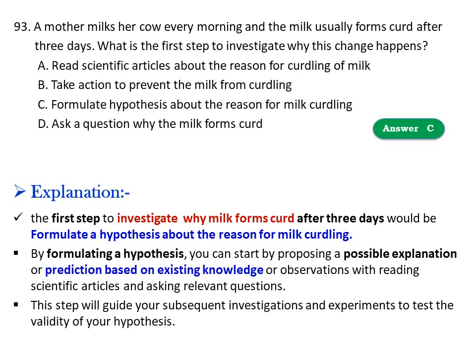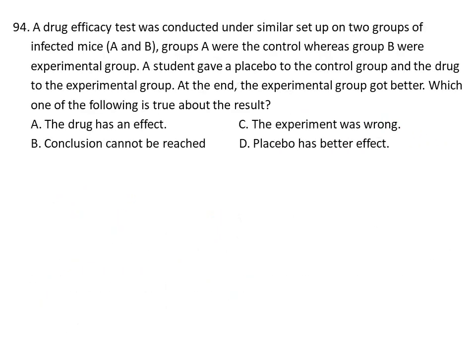By formulating a hypothesis, you can start by proposing a possible explanation or prediction based on existing knowledge or observation, by reading scientific articles and asking relevant questions. This step will guide your subsequent investigation and experiments to test the validity of your hypothesis. So the answer will be perfectly C.